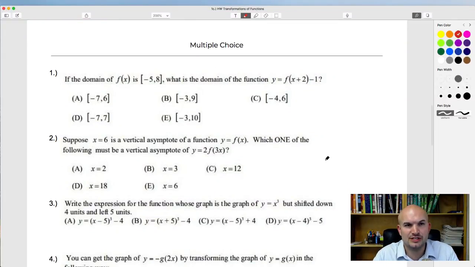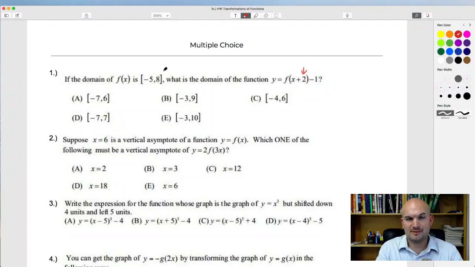And that kind of speaks to my next example here, my first multiple choice question. You have a domain of -5 to 8. Well, what is the domain of f of x plus 2 minus 1? So we've got to think, what is happening to the graph? The graph is being shifted left 2 units, right? And it's being shifted down 1.